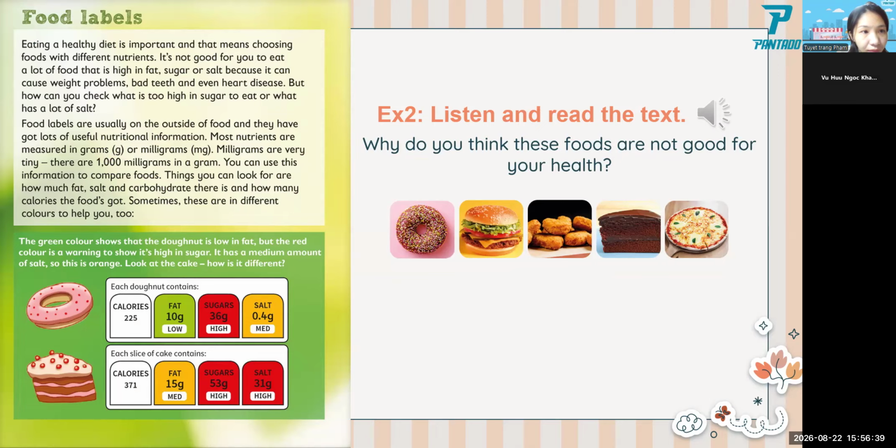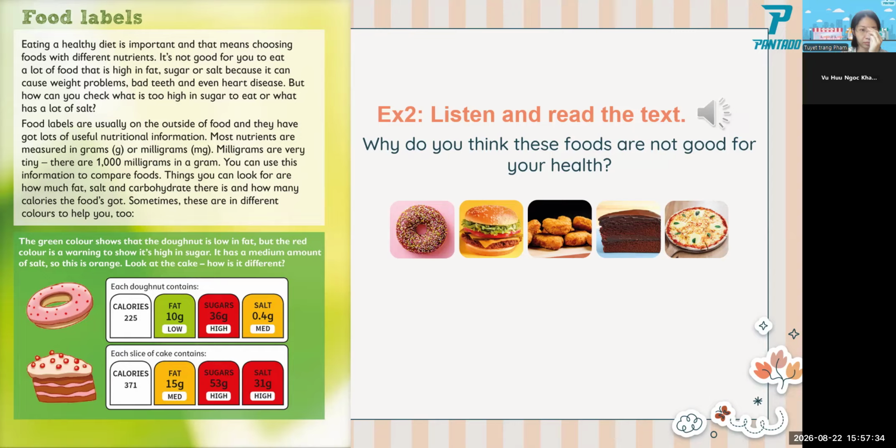Food labels. Eating a healthy diet is important, and that means choosing foods with different nutrients. It's not good for you to eat a lot of food that is high in fat, sugar, or salt, because it can cause weight problems, bad teeth, and even heart disease. But how can you check what is too high in sugar, or what has a lot of salt? Food labels are usually on the outside of food, and they have lots of useful nutritional information. Most nutrients are measured in grams, g, or milligrams, mg. Milligrams are very tiny. There are 1,000 milligrams in a gram.